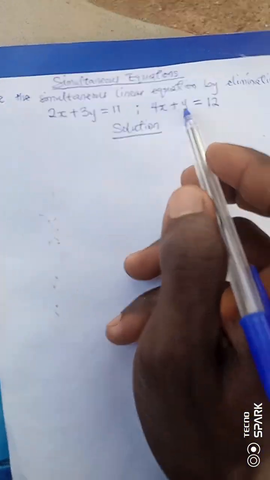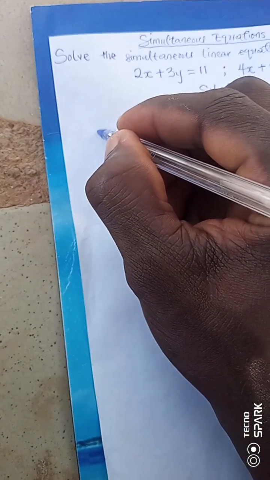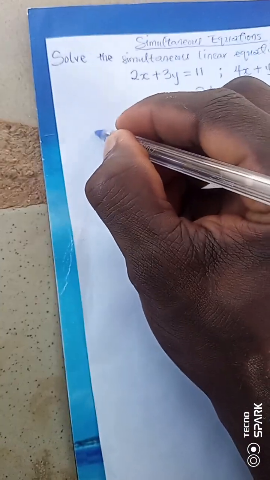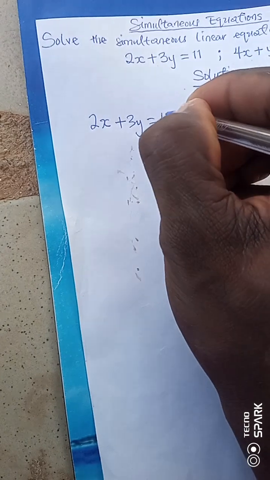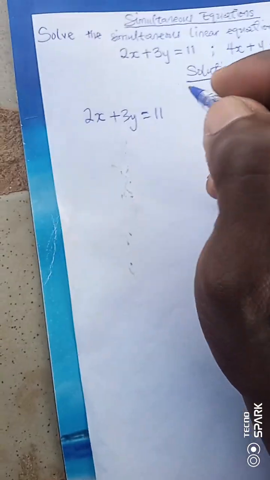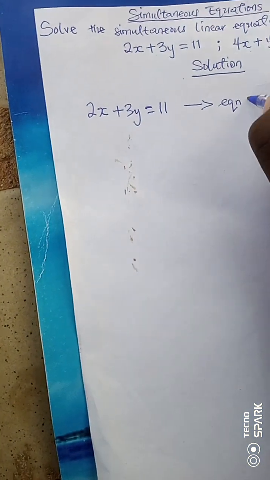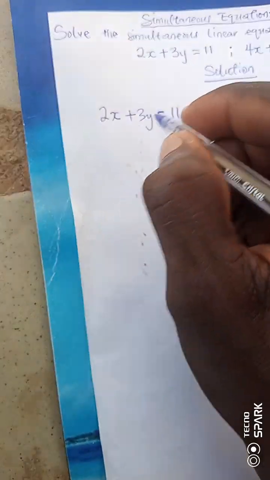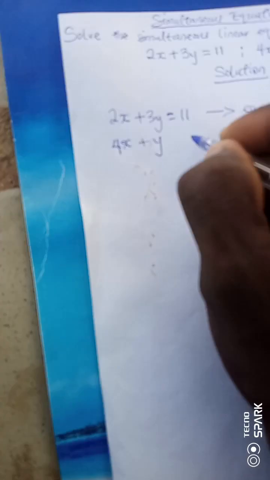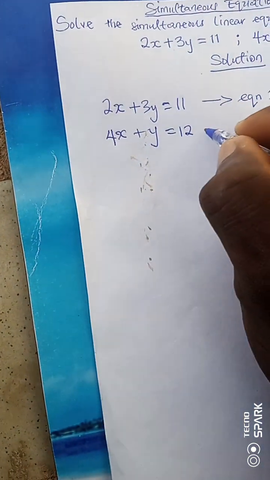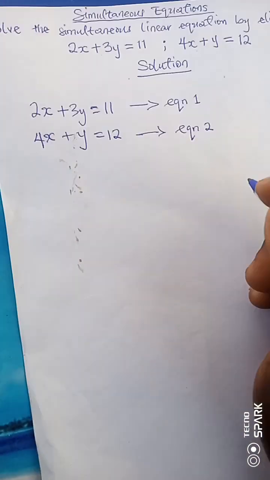So first of all, bring our two equations out, and write them simultaneously as 2x plus 3y equals 11. Let's name this as equation 1, and 4x plus y equals 12. Now let's name this as equation 2.